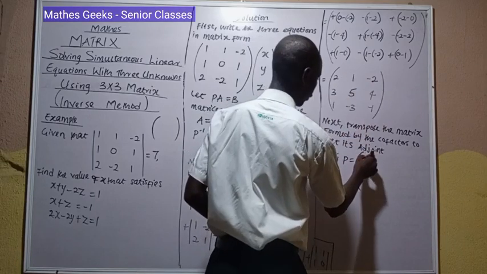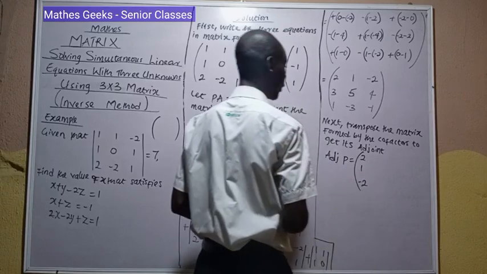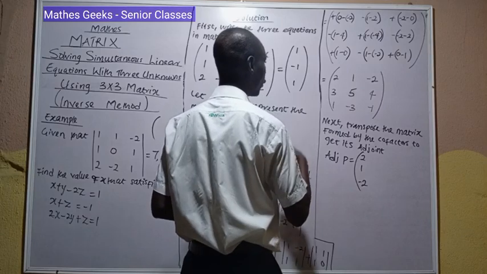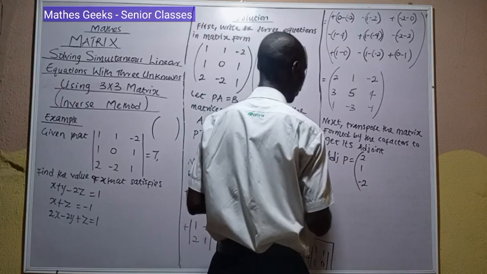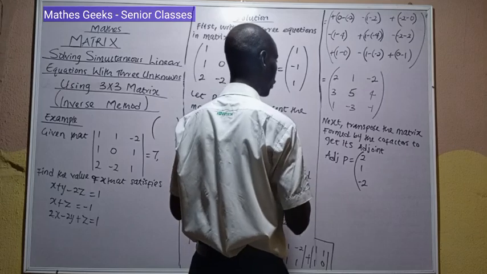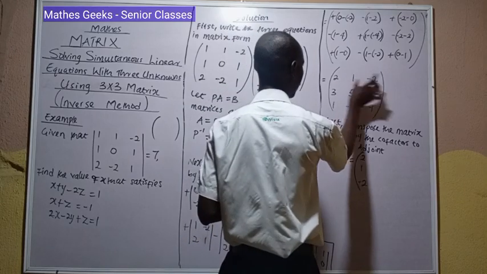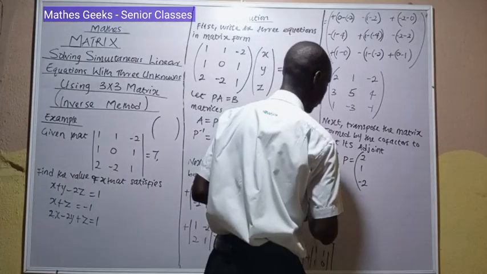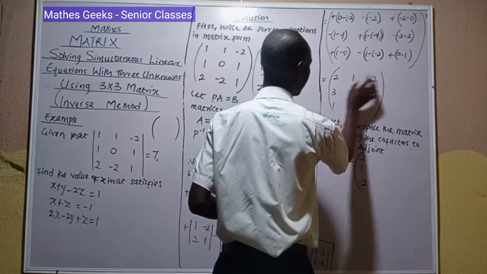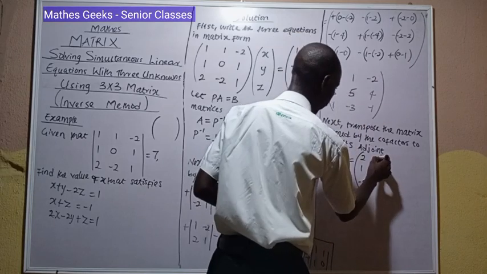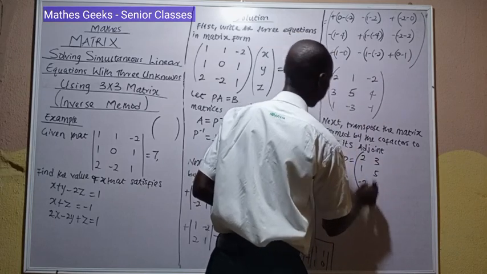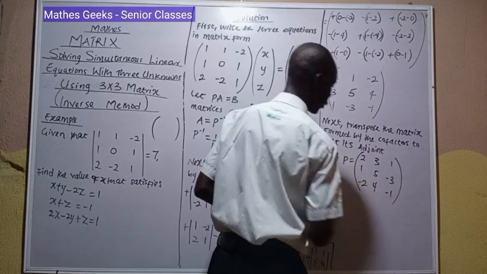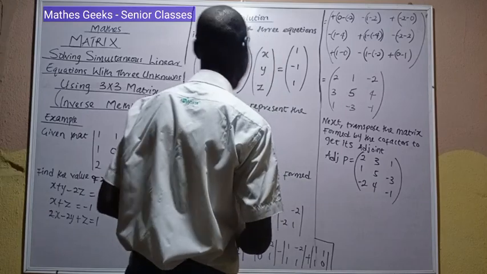2 1 minus 2 2 1. Transposition simply means to convert a row to become a column, or to make a column become a row. Now I want to change the row to column. If we do the other way around, you get the same answer. 2 1 minus 2 3 5 4 3 5 4 1 minus 3 minus 1 2. That's the adjoint of P.